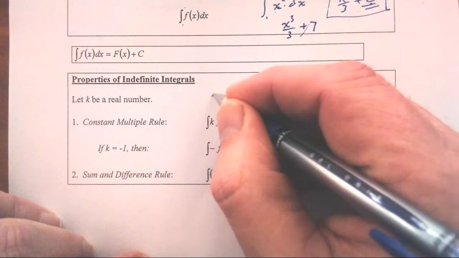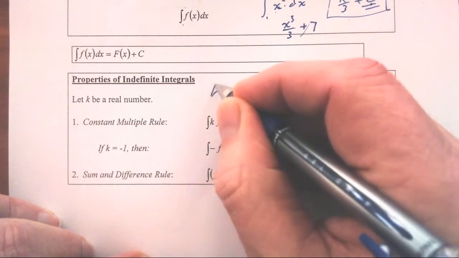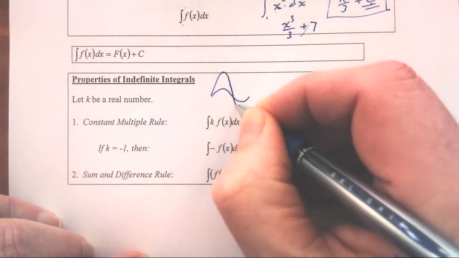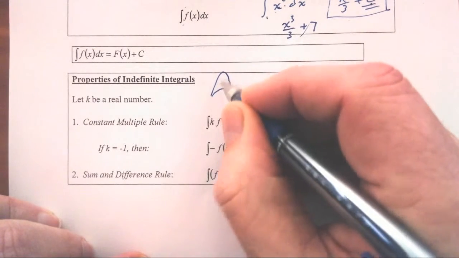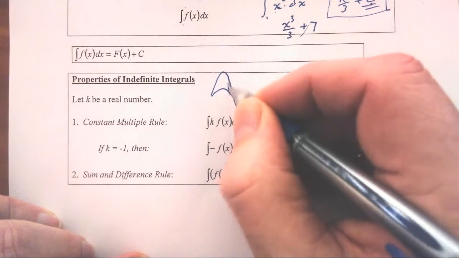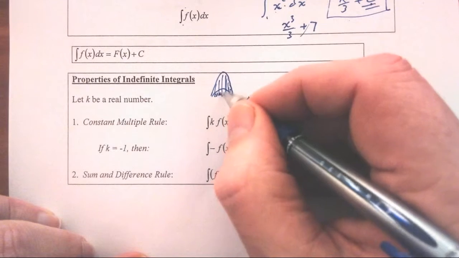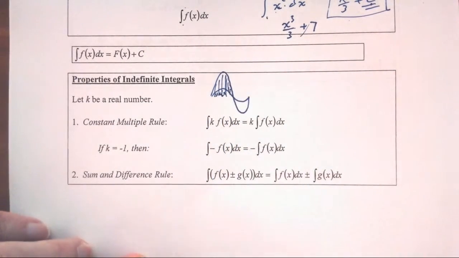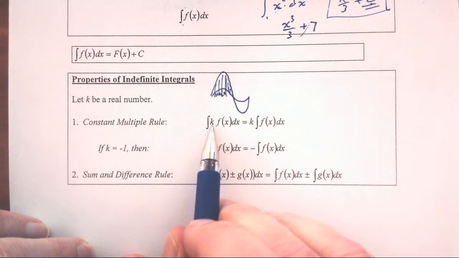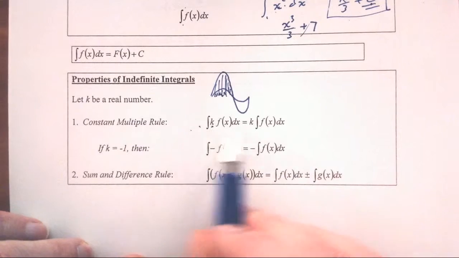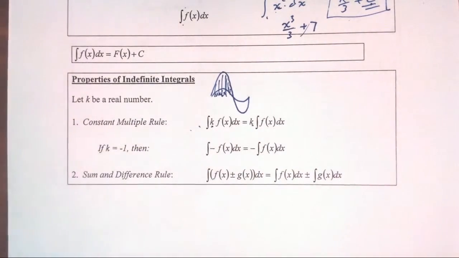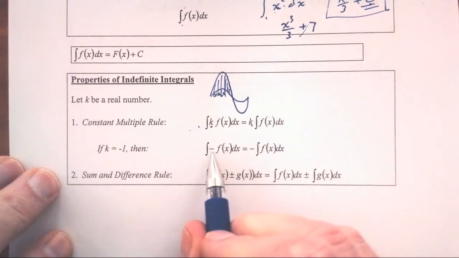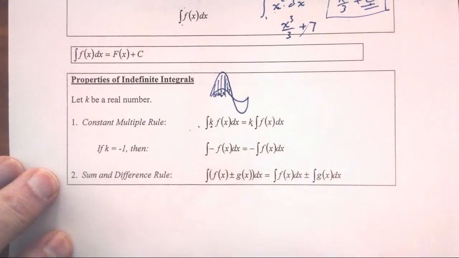If instead of my sine of x function looking like this, it now looks like this, and this is 3 times as tall. If you think about all those rectangles we build in here versus the rectangles down here, and every rectangle is 3 times as tall, then my area would be 3 times as much. So therefore, we can take a constant multiplier from within an integral and pull it out, just like we'd hope we could. And therefore, if k is -1, we can pull negatives out. That's just a special case that we'll use a lot.